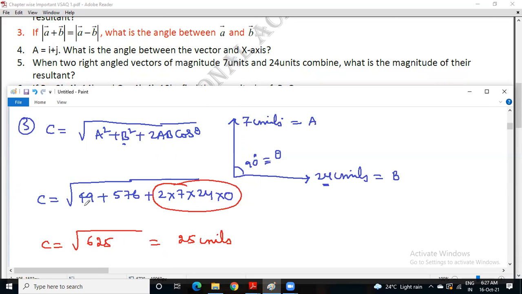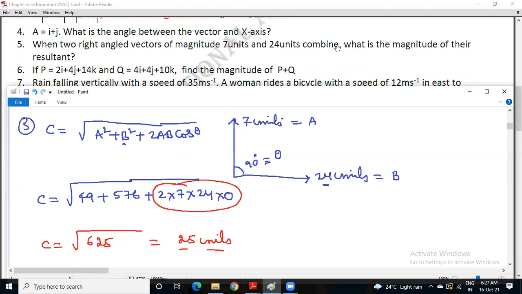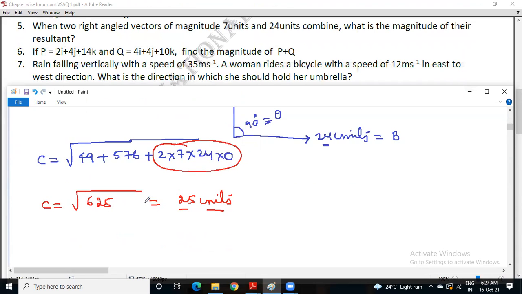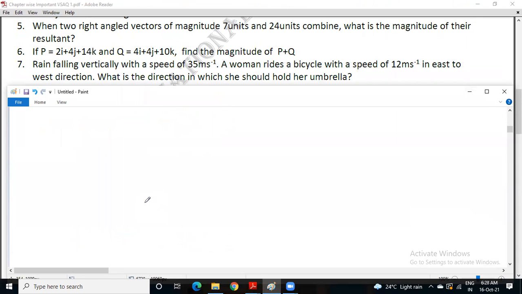Vector is a physical quantity. Any vector can be expressed with magnitude and unit. Any physical quantity, not only a vector. Next, let us move on to question number 6.